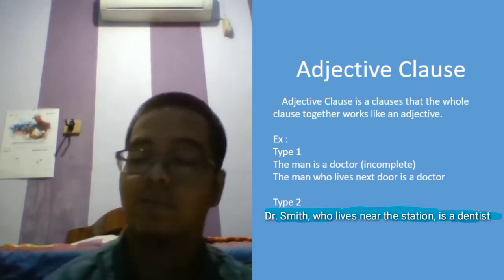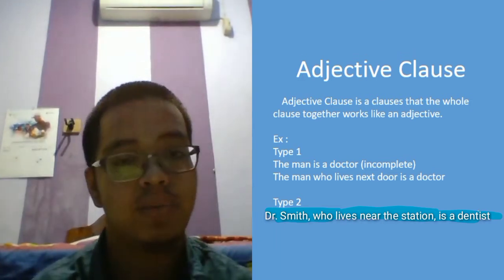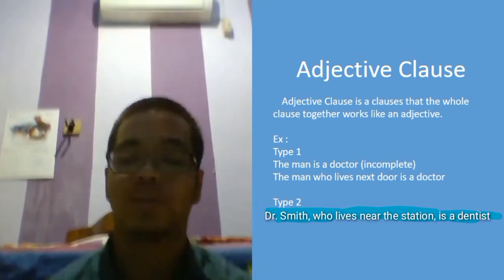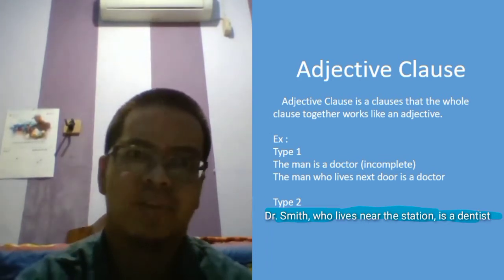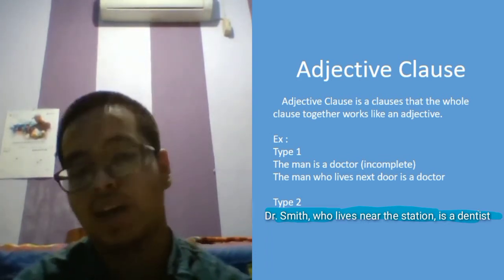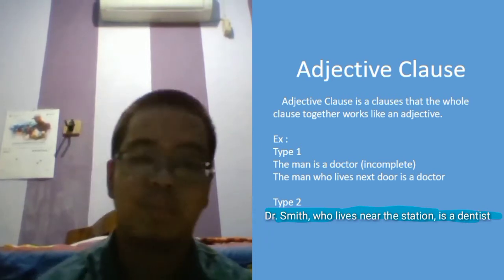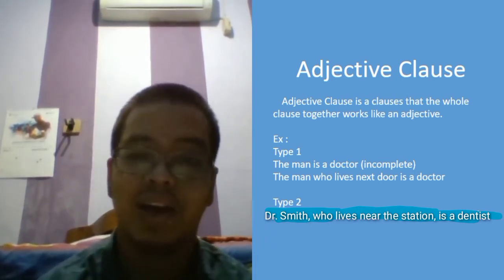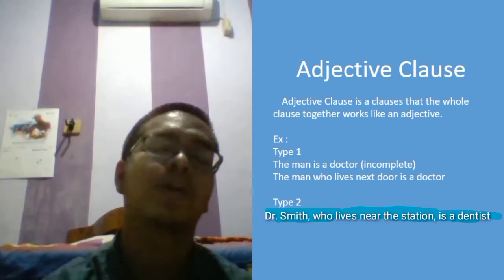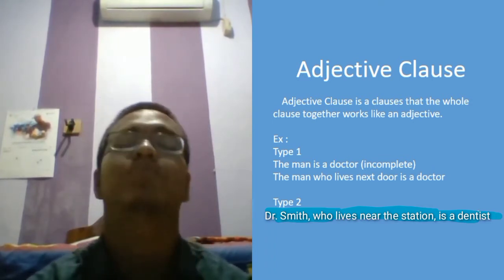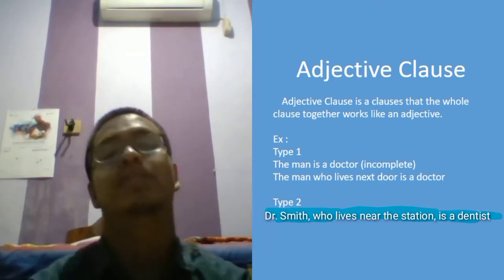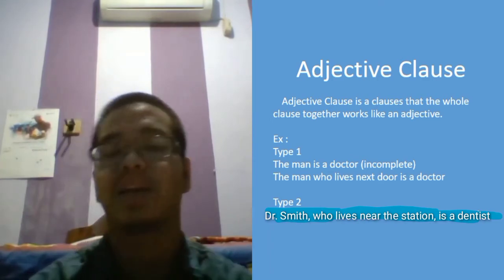Why? I will explain to you why. Dr. Smith is the subject. It is already specific. There are not a lot of Dr. Smiths out there. So if we take this adjective clause out, it will still be a complete clause in terms of grammar and in terms of meaning. So that's the difference between the first type and the second type. Okay, that's all for the quick general review.